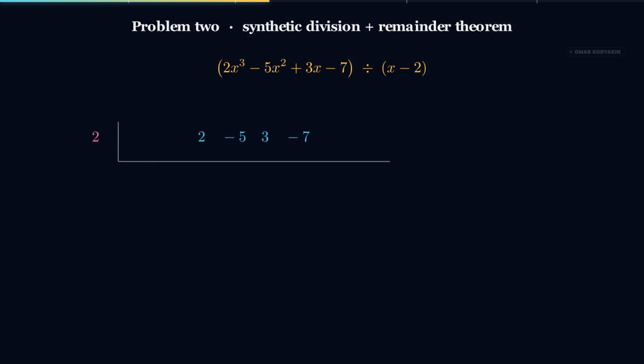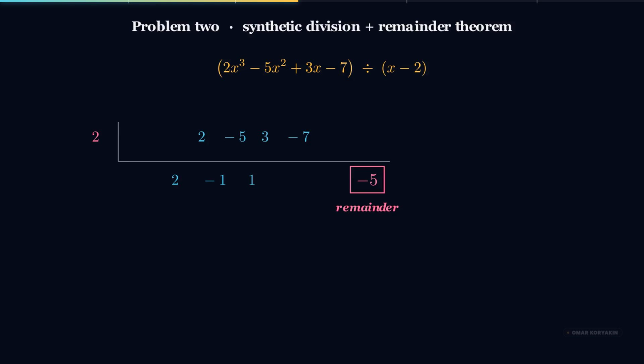Set up the synthetic division tableau. Write c equals 2 on the left of the bar. Across the top, write the dividend's coefficients in descending exponent order. That is 2, negative 5, 3, negative 7. The bar separates the divisor's root from the dividend.